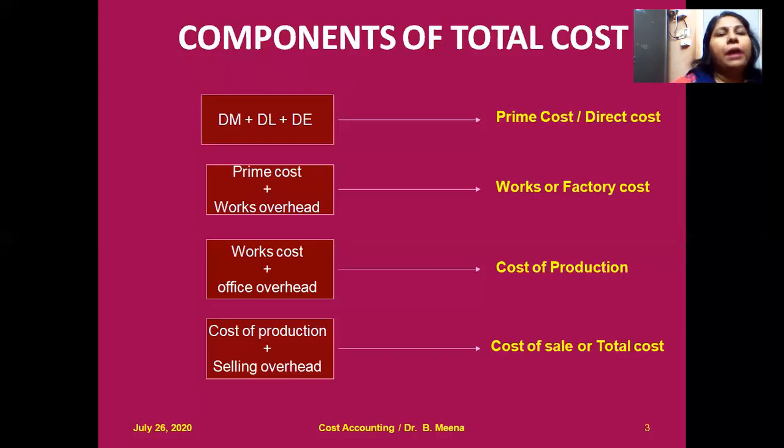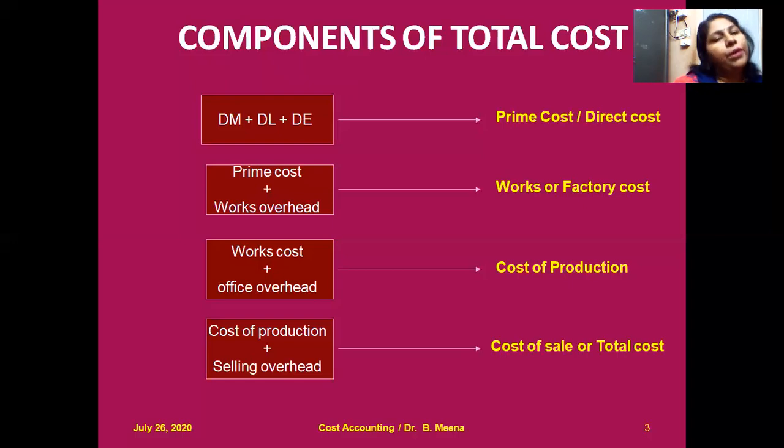Look at the admin department. What are the office or administrative department indirect expenses? That is called office overheads, or establishment overheads, or administrative overheads. So once I calculate the factory cost, I should add all the office overheads. Then I will get the answer.